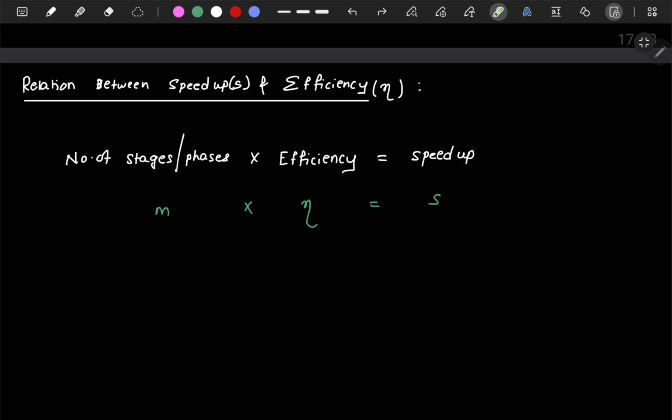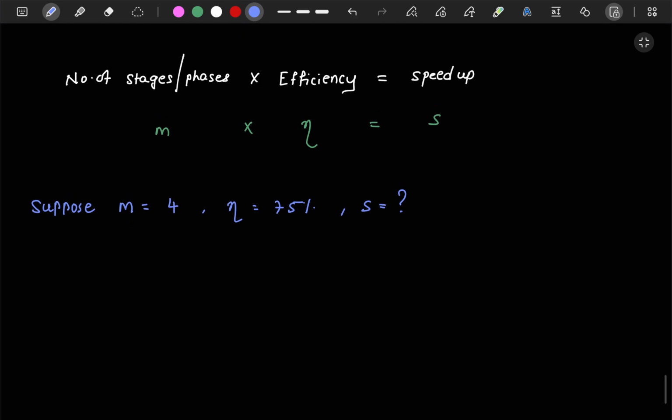Are you getting it? Now, what does it mean? See, suppose we have m stages. We already know, right? We have m stages, which is 4. And suppose efficiency of our pipelining is 75%. These all are given. Then if I want to calculate speed up, what would be the speed up? That is S.